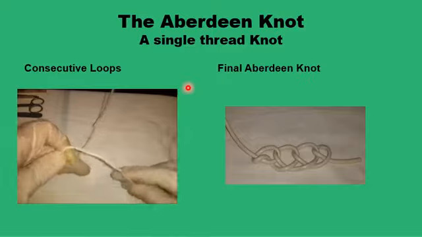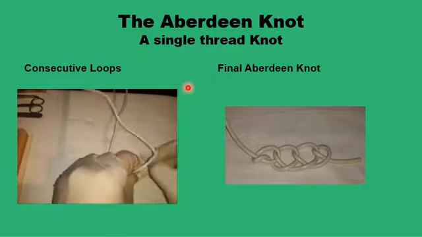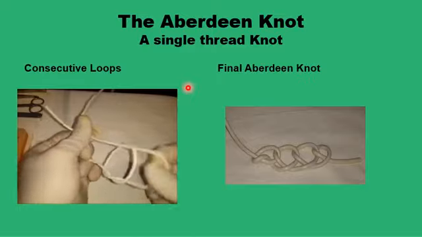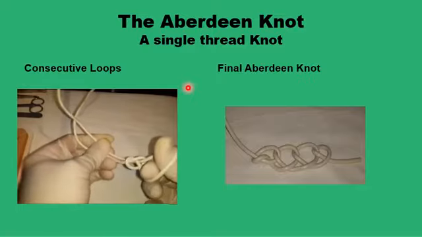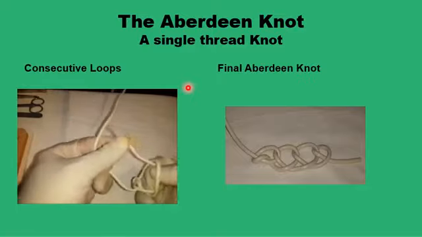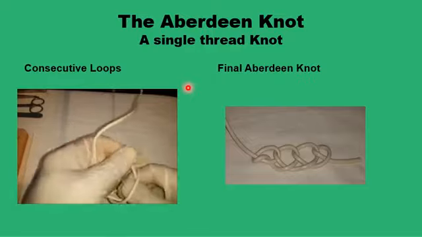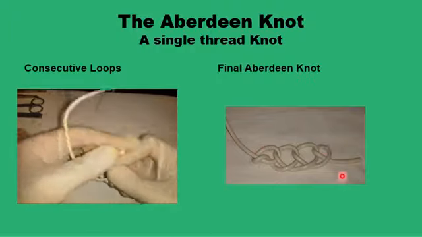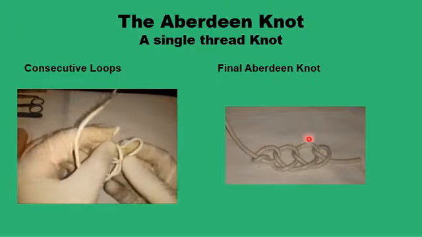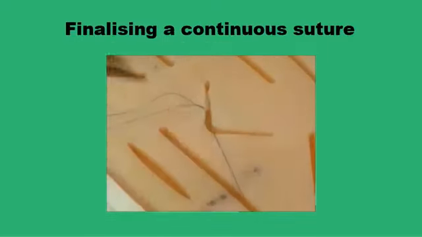and then you keep doing the same. Pull a piece of the suture through the newly formed loop, and this is going to form another loop until the very last bit. You pass the needle through the last loop, pull out, and then you have a fairly secure knot with several loops pulled through each other. So this is one way of finalizing a continuous suture line.